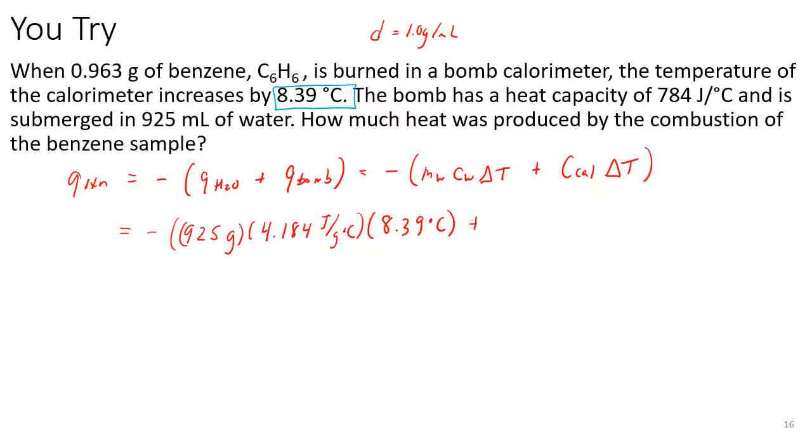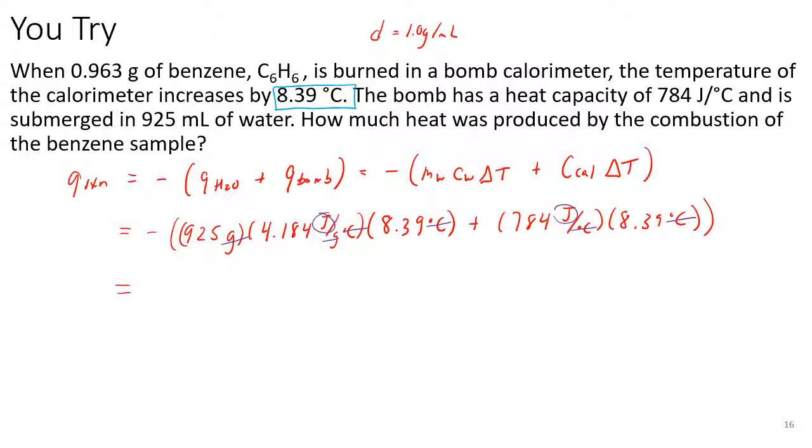Now we need to add on the heat absorbed by the calorimeter itself. The heat capacity was 784 joules per degree Celsius, and we need to multiply by that change in temperature, 8.39 degrees C. Check to make sure our units cancel: our grams cancel, our degrees Celsius cancel, and on the right-hand side, our degrees Celsius cancel. So we're going to have joules plus joules.